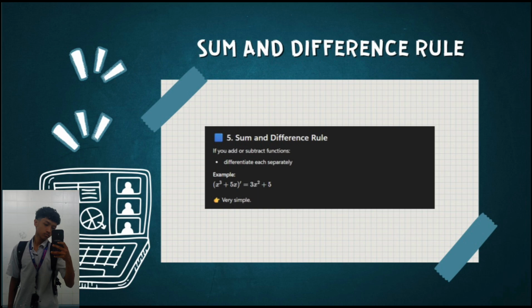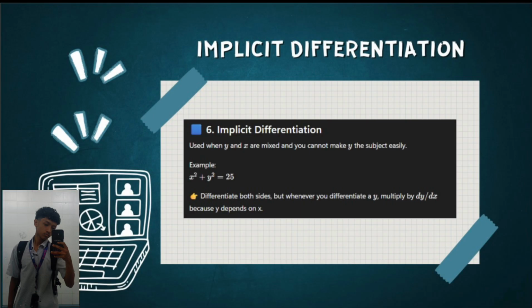Sum and difference rule for the fifth. It is used if you add or subtract functions. It is differentiate each separately. For example, x^3 plus 5x, you want to differentiate this, you will get 3x^2 plus 5. So you need to differentiate each of the functions separately. It is very simple.